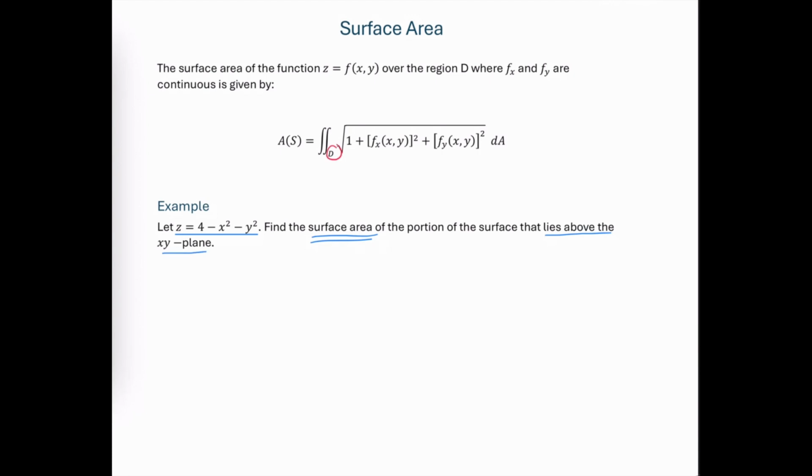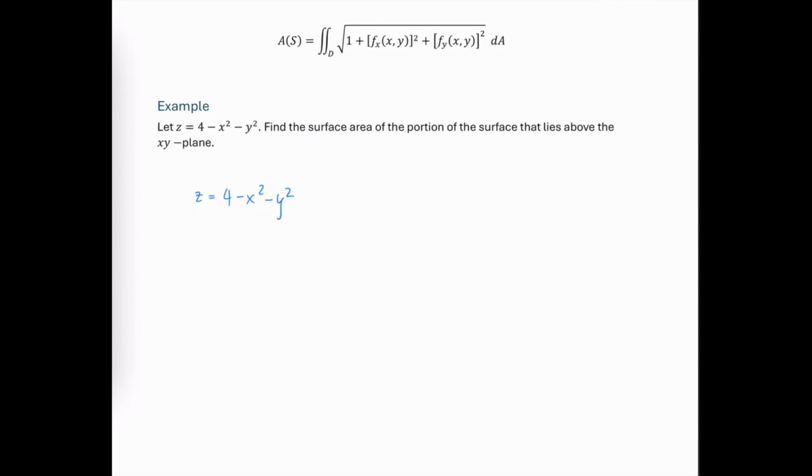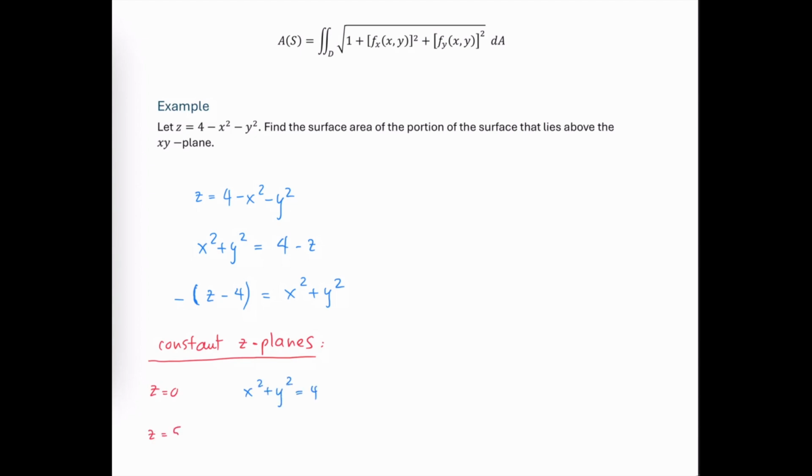So in order to determine the domain region, we probably need to graph this thing. Since I don't immediately recognize it, I'm going to throw some algebra at it to see if it becomes more recognizable. Let's get the x squared and y squared terms positive and by themselves on one side, which will leave us 4 minus z on the other, and it may be a little more recognizable if we factor that negative out of the z side to get this equation. So now we can see that if we sliced it with constant z-planes, we would get trace curves that are circles. Notice if my z-planes are too big, I don't get a trace curve.